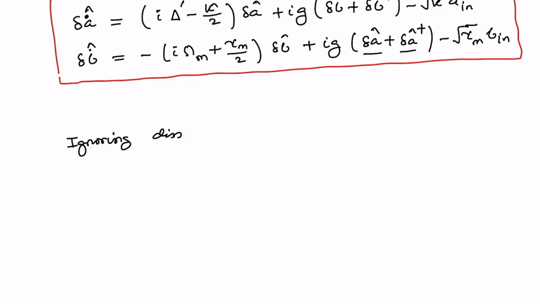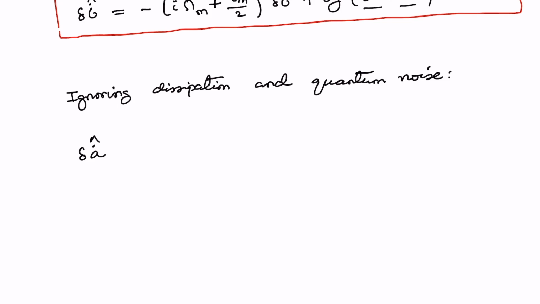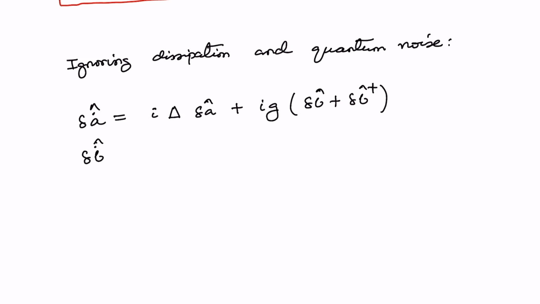Now, ignoring dissipation and quantum noise, I can write δȦ = iΔ′δA, and I am also writing Δ′ as Δ, plus iz(δB + δB†), and δḂ = −iΩm δB + iz(δA + δA†).